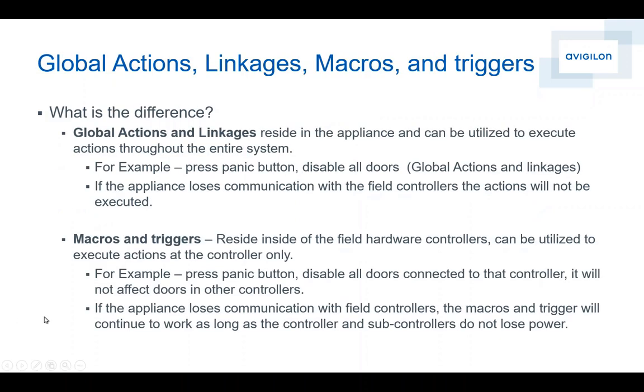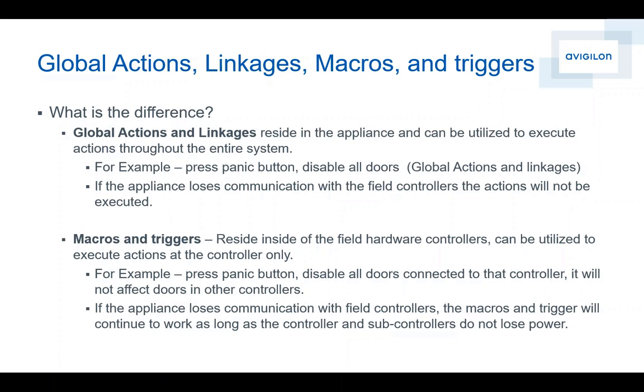So let's take a look at the difference between global actions, global linkages, macros, and triggers. So what is the difference? Global actions and linkages reside in the appliance and can be utilized to execute actions throughout the entire system. For example, you press a panic button or you present a particular credential or any type of input, and you could potentially disable all the doors in the entire system throughout all the field hardware controllers.